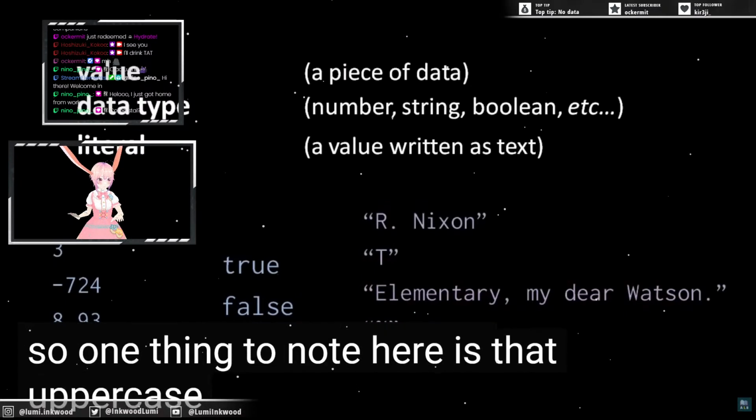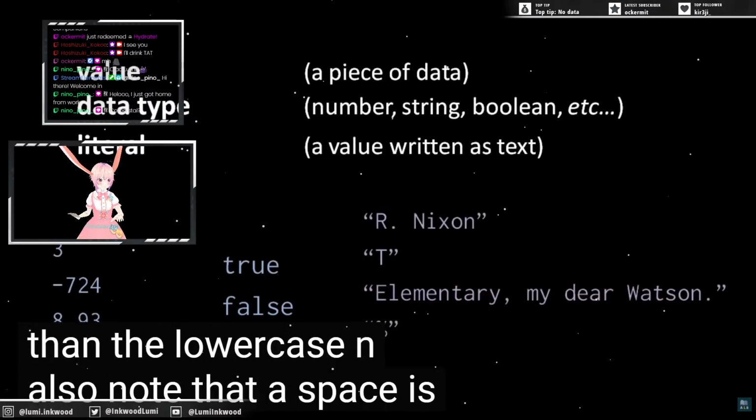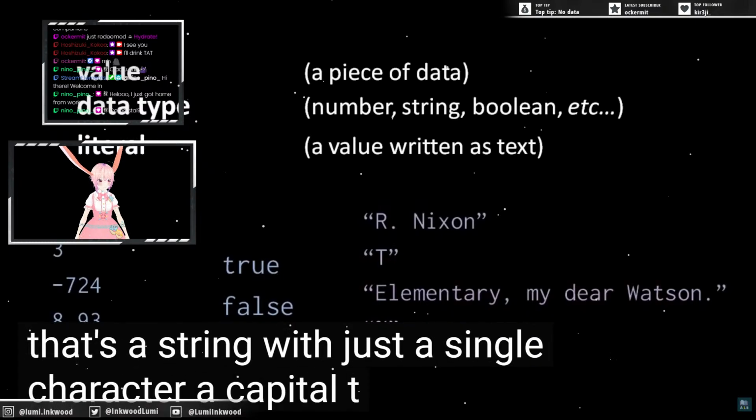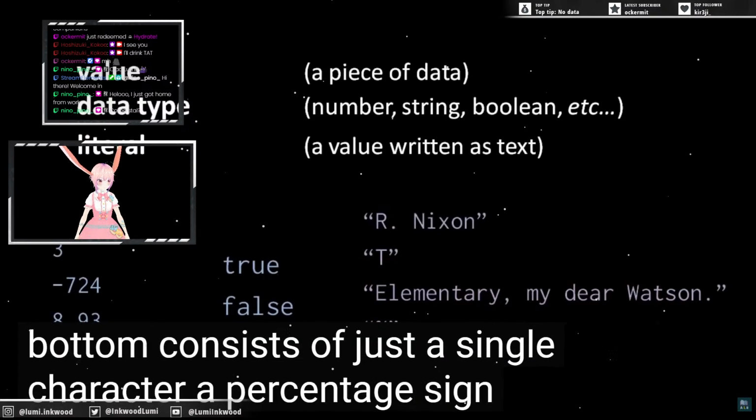One thing to note here is that uppercase letters are different characters than lowercase letters. The uppercase N is a different character than the lowercase n. Also note that a space is a self-defined character. It's part of the data of the string. In the second example from the top, that's a string with just a single character, a capital T. The third string down reads elementary, comma, my dear Watson, and then the last string at the bottom consists of just a single character, a percentage sign.